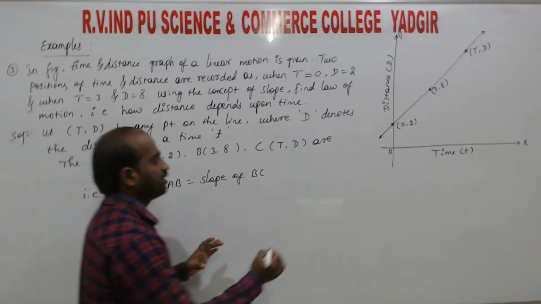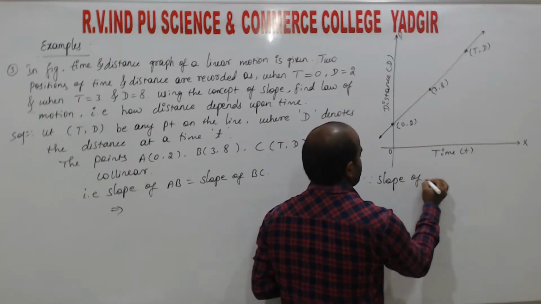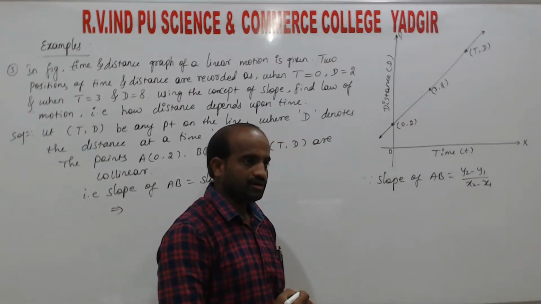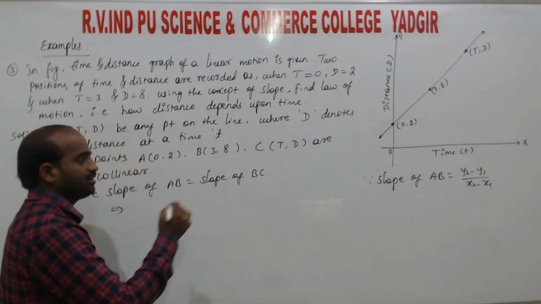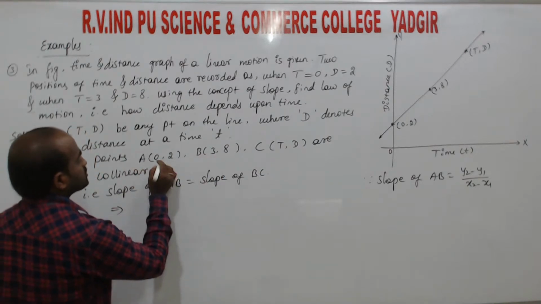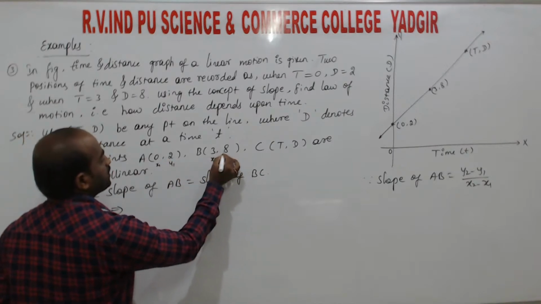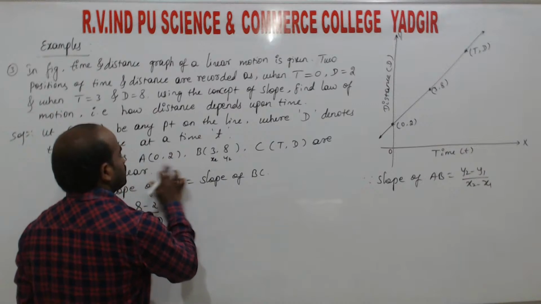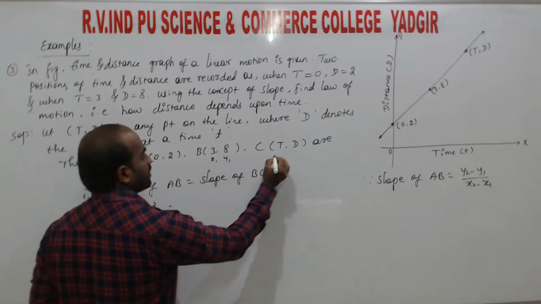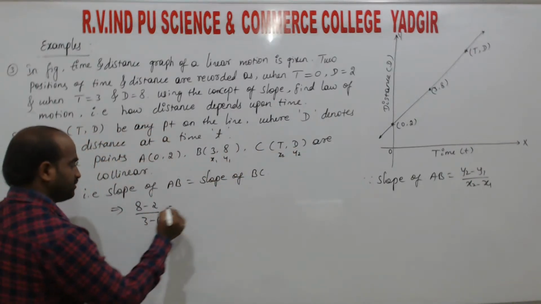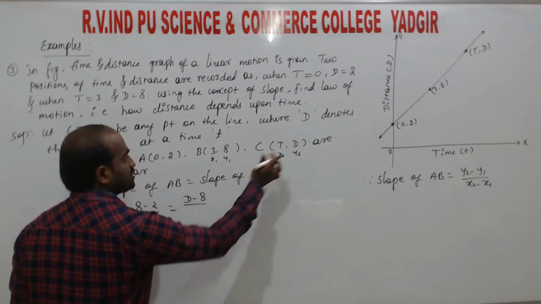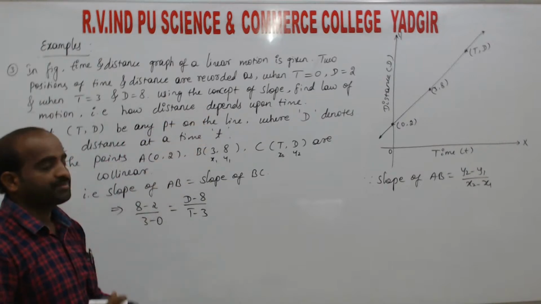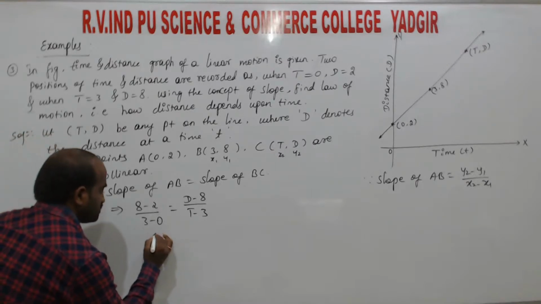This implies slope of AB equals slope of BC. You know the slope formula: slope of the line joining two points is y2 minus y1 divided by x2 minus x1. So (8 minus 2) divided by (3 minus 0) equals the slope of BC, which is (d minus 8) divided by (t minus 3). Now we have to find the value of d, how distance depends upon time. 8 minus 2 is 6.